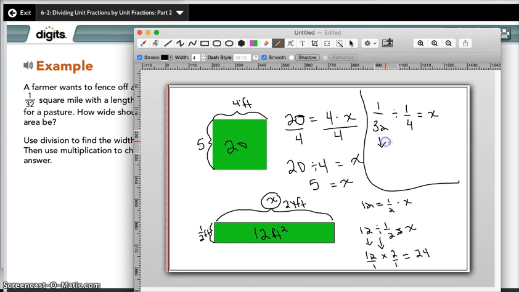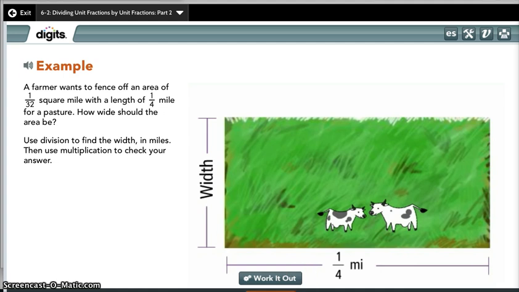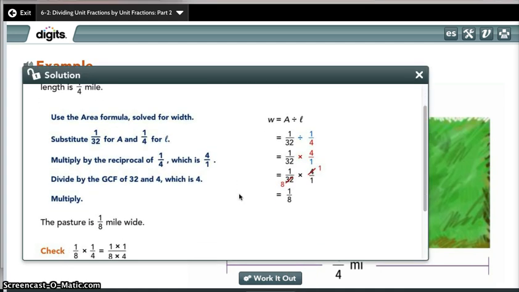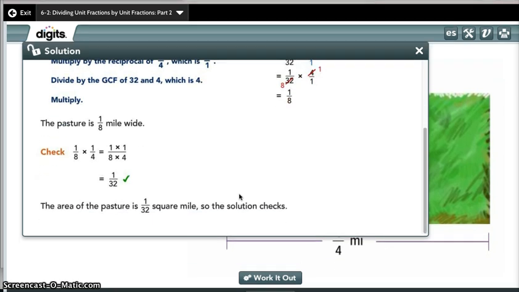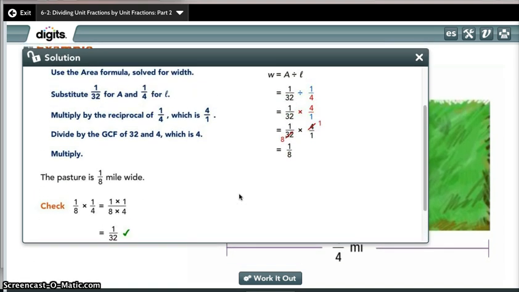But we're going to freeze this first fraction, 1/32, change to multiplication, and then flip this next fraction. If you'd like to simplify first, you can, which is just 1 and 8. 1 times 1 is 1, and 8 times 1 is 8. So 1/8 of a mile should be the width of that box, or that lot of land that he'd like to use. Let's see if we can check it. All right, perfect. It looks like we got that. And when they checked it here, it works.